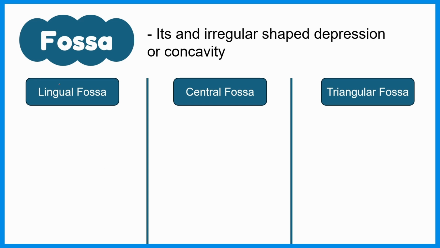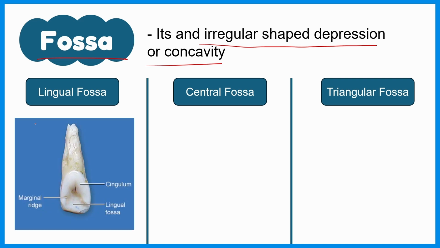So the first one we have is something we call a fossa. A fossa, by definition, is an irregularly shaped depression or a concavity. We're going to be talking about the lingual fossa, central fossa, and triangular fossa. The lingual fossa is just a fossa that can be found on the lingual surface of anterior teeth. It's right there. It's a depression or concavity on the lingual surface of all anterior teeth. Right over there is the marginal ridge. That's the cingulum. This over there, colored in red, is what we call a lingual fossa.